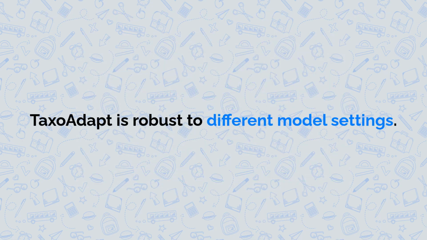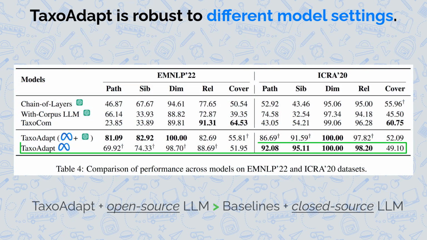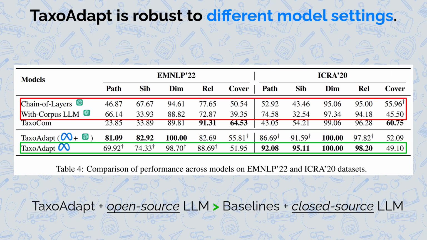TaxoAdapt is also very robust to different model settings. Its results, using only an 8 billion parameter open source model, are very competitive compared to the GPT-based baselines, even exceeding our main GPT variant of TaxoAdapt in certain cases.